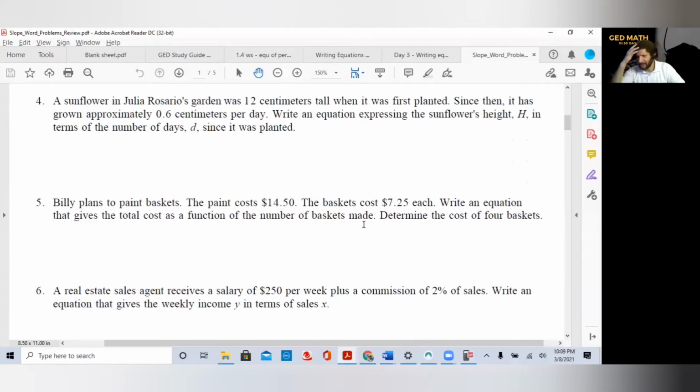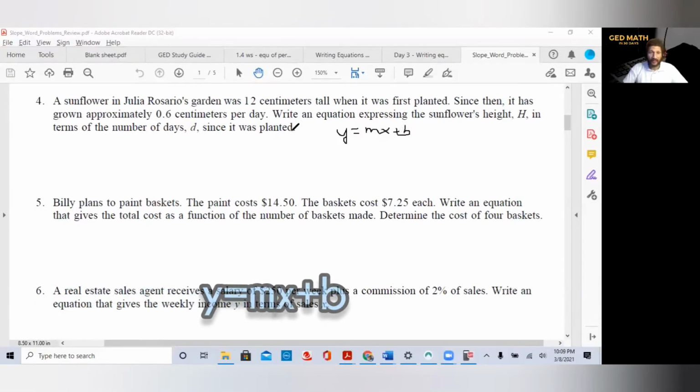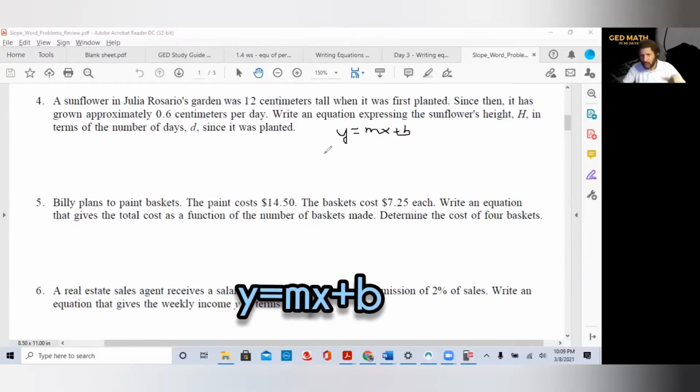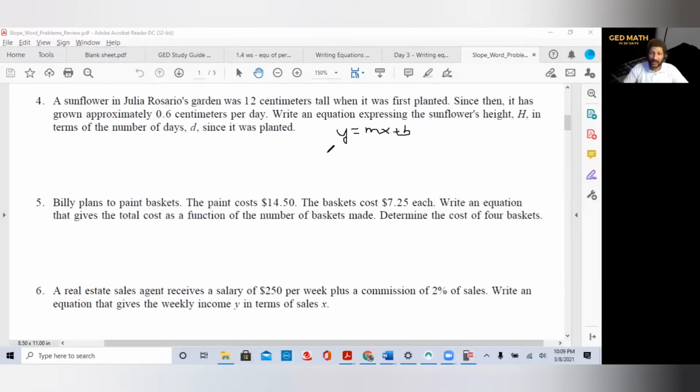Oh my God, what are they talking about, H and D? I thought you were talking about y equals mx plus b. Don't worry. Remember, variables can be changed. Any variable could stand for anything you want. They are just telling you what they want the variables to be. So you can still start with y equals mx plus b. Now, let's use the previous example. What is not changing?